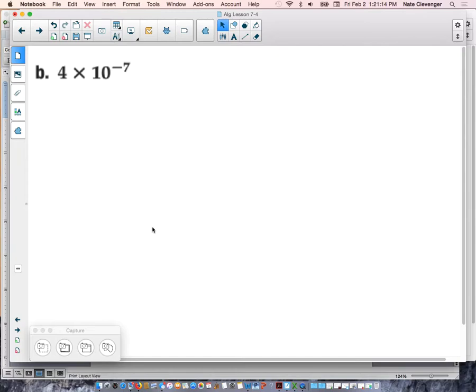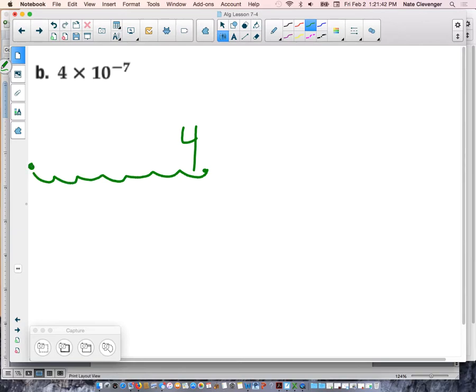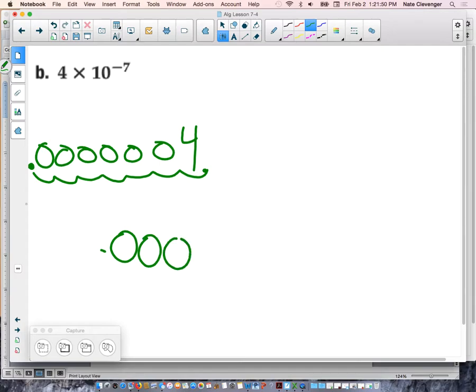Okay, this one has a negative exponent. So Caitlin, you do the 4. So I put a 4 on the screen, and then you put a little decimal after it. Okay, so she's just showing the decimal. That's where it's at in our number. So she's going to move it 1, 2, 3, 4, 5, 6, 7. And so you end up with that. How many zeros is that? 6?